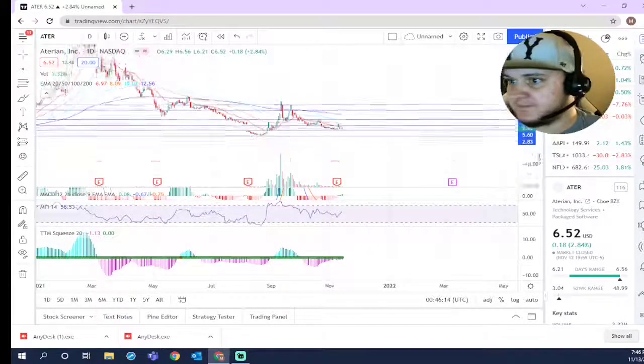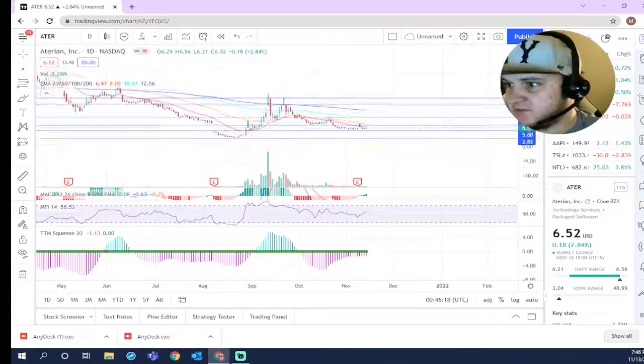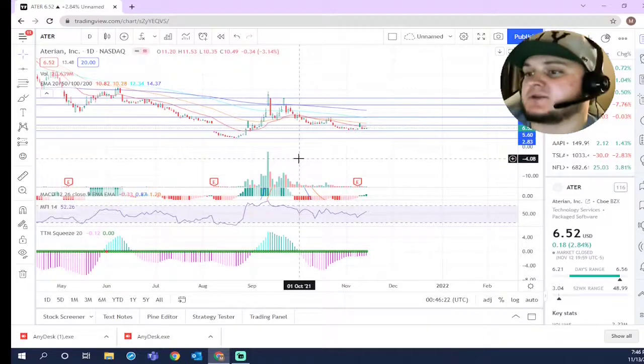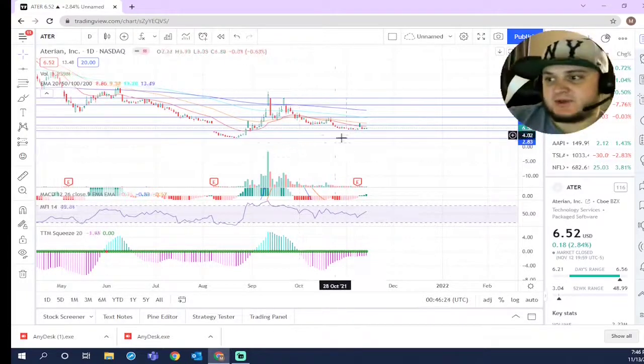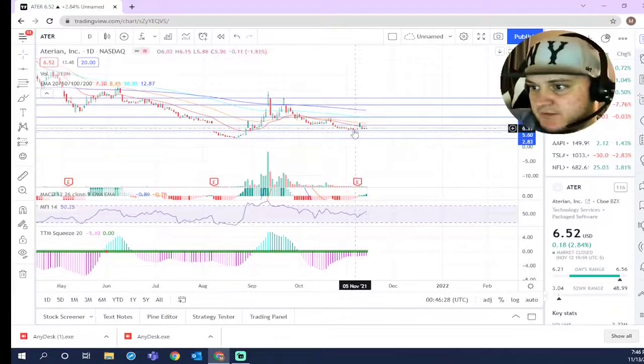Daily chart. Zoom it down a little bit. So I threw in some support and resistance levels here. Anytime I chart something out, I always start on the daily and I put in the support and resistance levels. So I look for 3 touches for support and resistance lines.